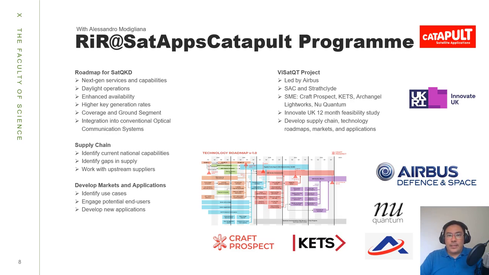As a first step, we have been successful in obtaining funding for the VSAT-QT project. This is a project funded by Innovate UK, and it is a 12-month feasibility study. The project is led by Airbus in conjunction with the Satellite Application Catapult and Strathclyde, and involves several small to medium enterprises. These are Craft Prospect, KETS, Archangel Lightworks, and New Quantum. This project will develop supply chain, the technology roadmaps, the markets and applications.